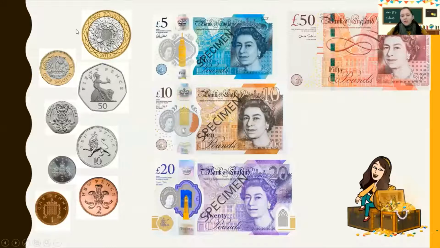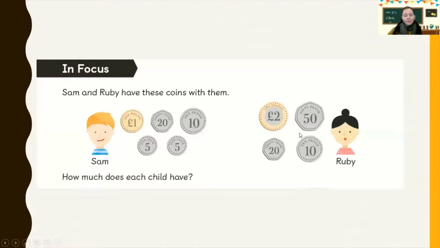This is a reminder of all of our notes and coins, our pennies and our pounds, which we've been looking at. And this is our in focus task today. So we have Sam and Ruby, and they've both got a collection of coins, and you need to find out how much each child has.